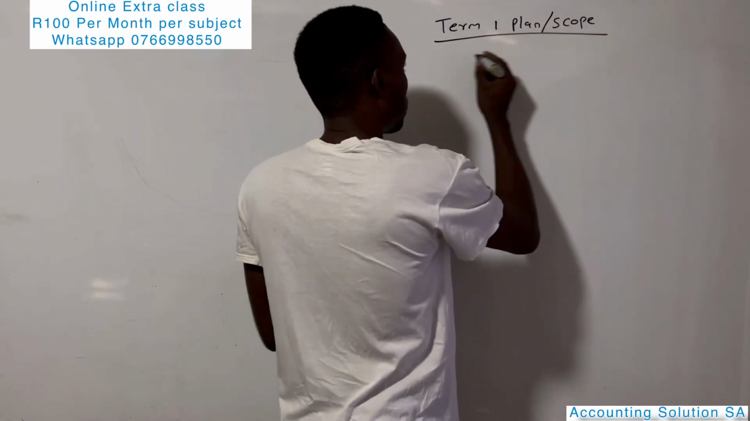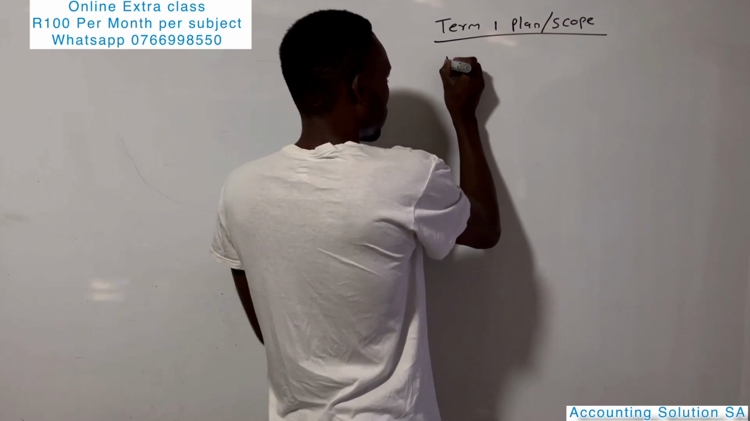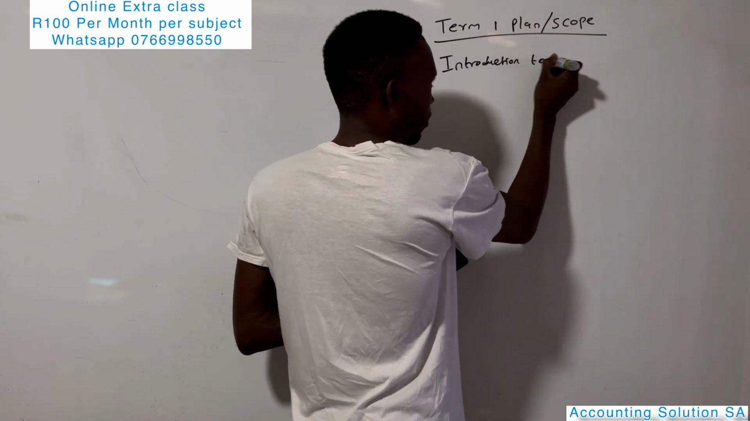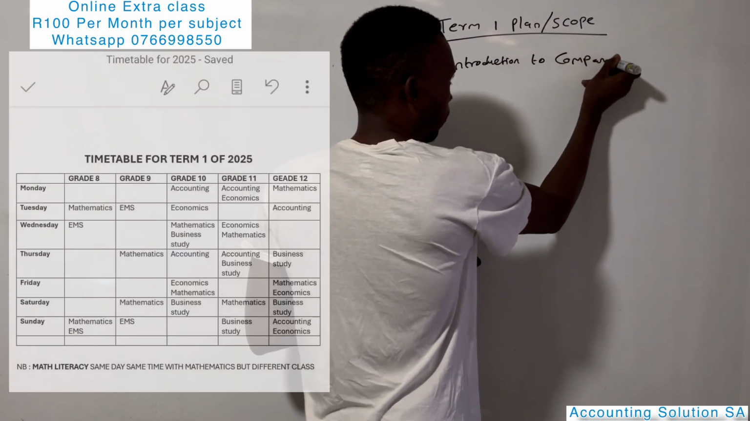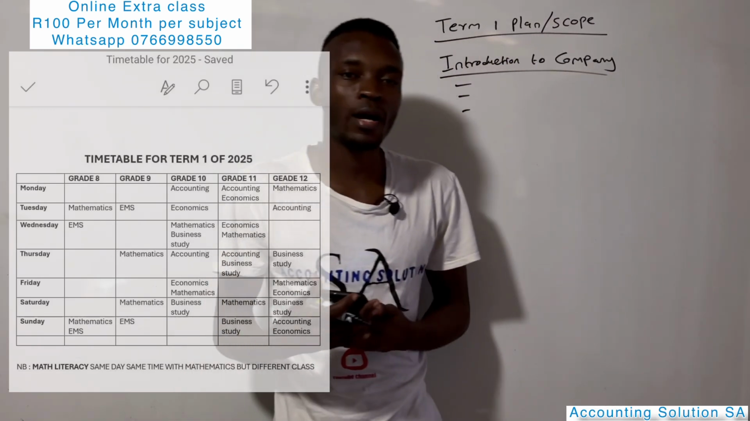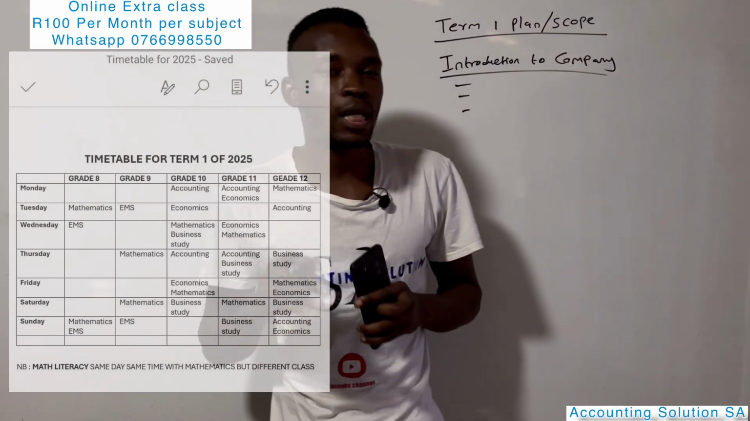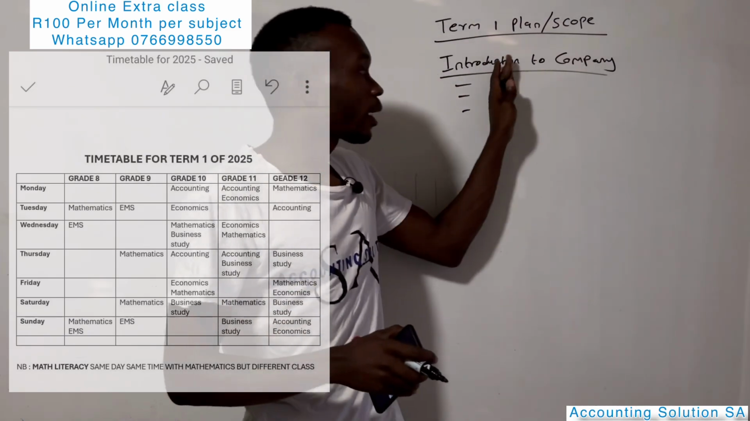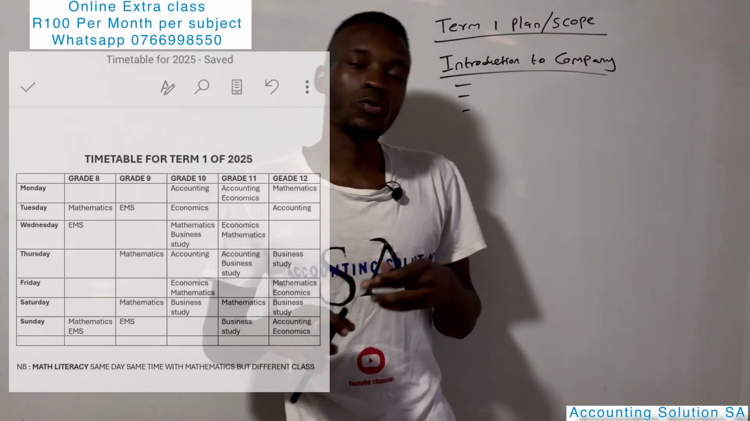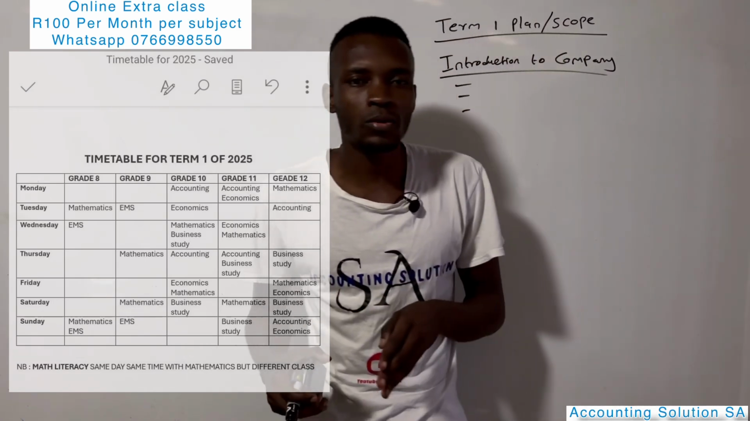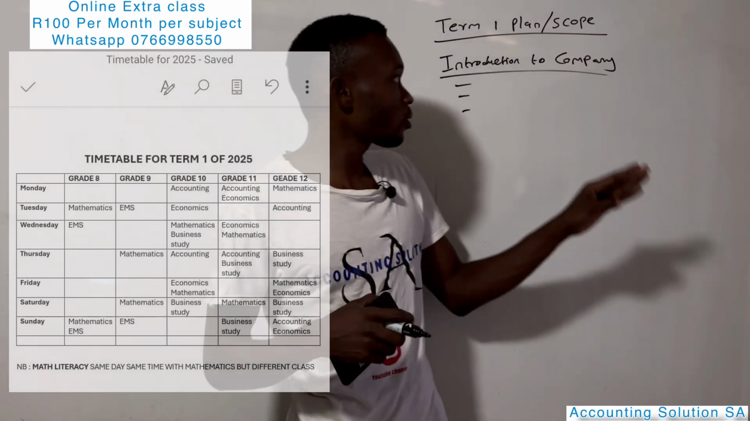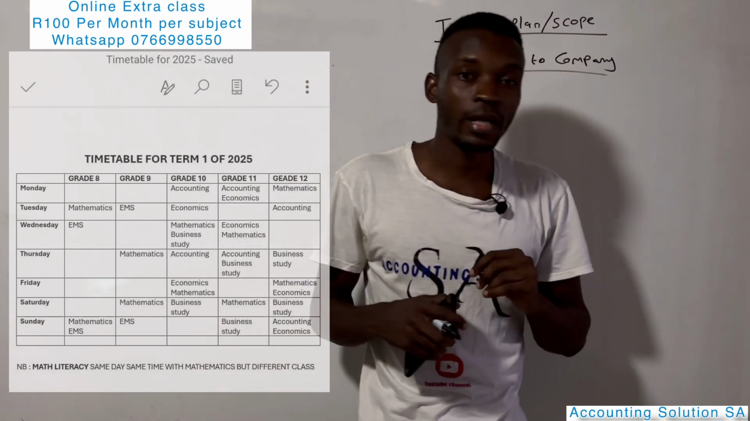The first one you are going to do is introduction to company. Under this first topic, you are expected to be familiar with the words that are related to a company. Remember, in the previous year you were doing a partnership. Those words like current account and all those other words that are related to partnership are not here when we are dealing with the company.